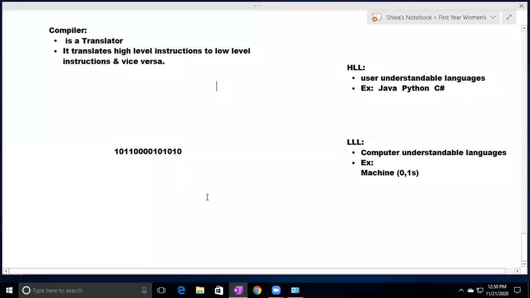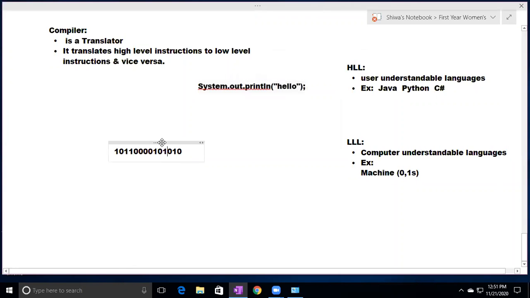In the high level languages, we write the code like this. For example, I want to print hello. So to print hello, we write like this: system.out.println, print line. English like words we are using. We can understand it. Here we are calling one method, println method, that prints hello. This is in English language. We can understand it easily. User understandable.